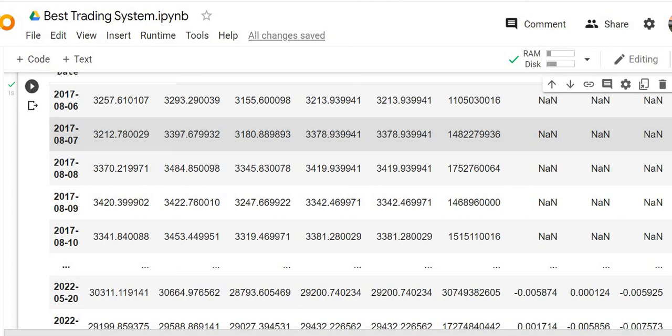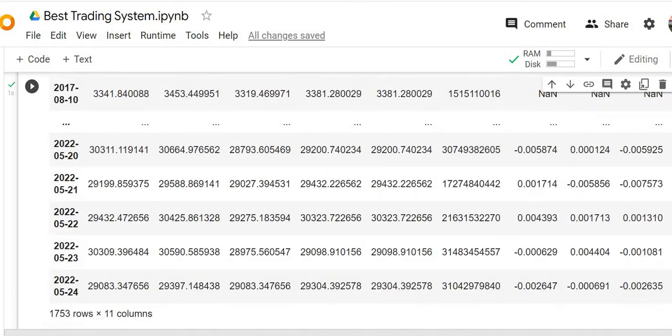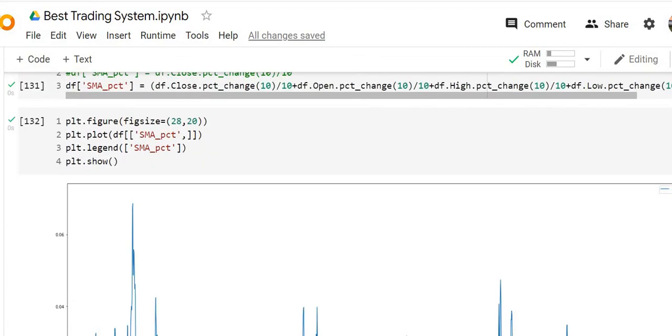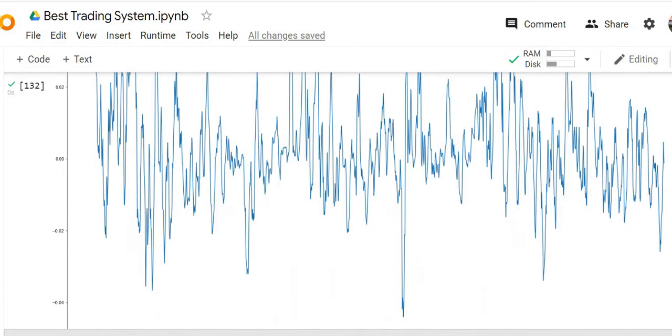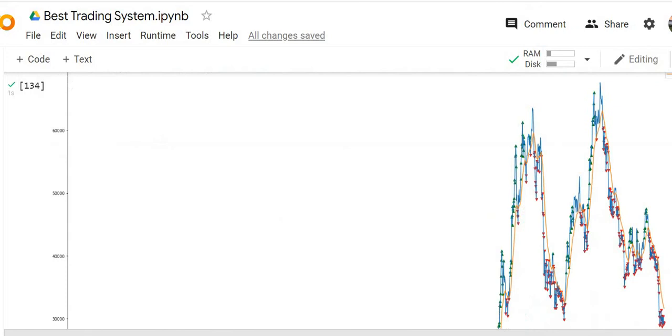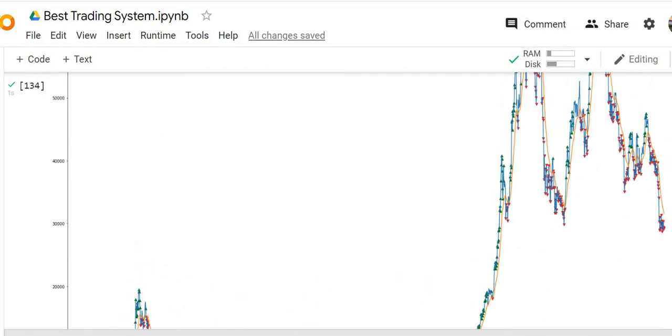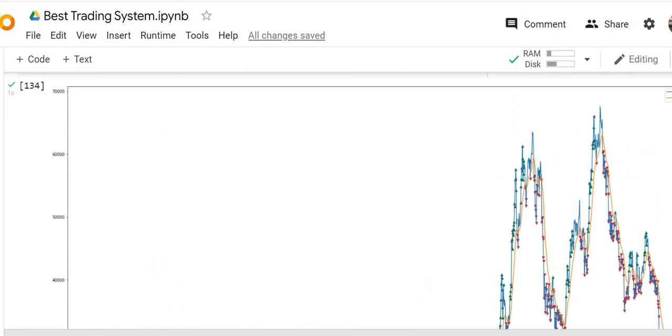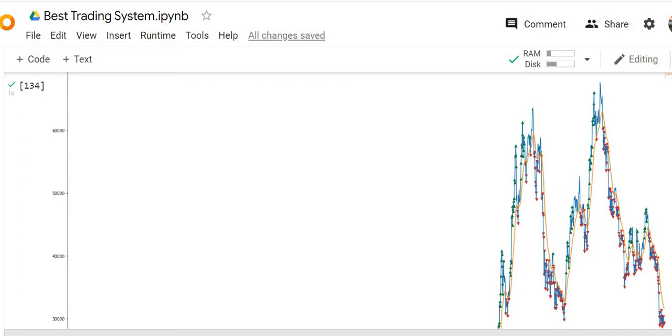Because I started with this random date, but I'm going to make a comparison with the other coins. And here we are. Here we have some results, and this is our research, and here is the picture of the signals.